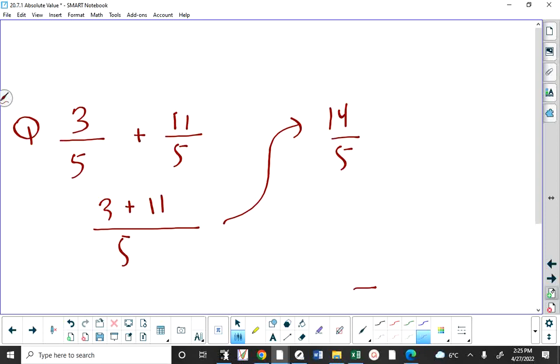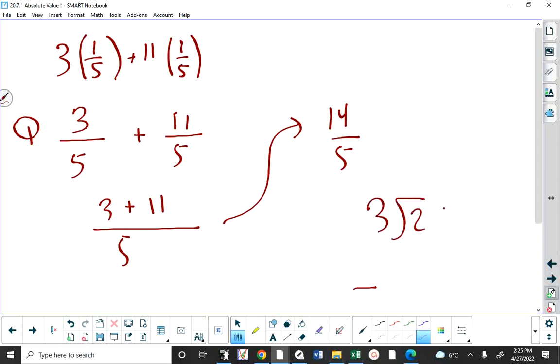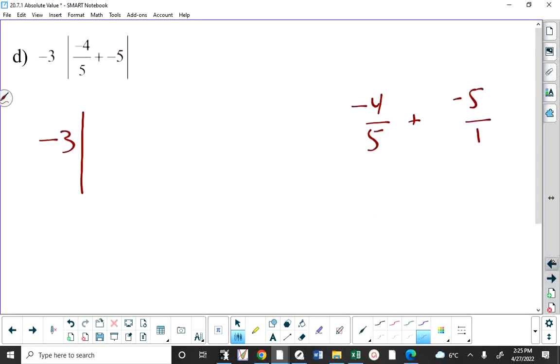It's no different in principle mathematically than having 3 puppies plus 11 puppies. You're going to get 14 puppies. And this is why we have the concept of a common denominator, because this means 3 fifths, and this means 11 fifths. It's no different, everybody, than 3 root 2 plus 11 root 2. It's 14 root 2s. So this is why we need a common denominator.